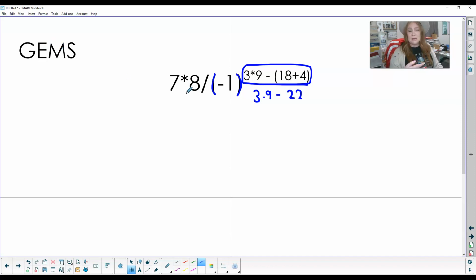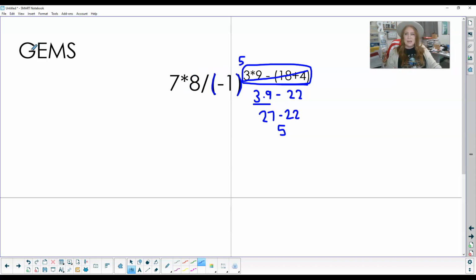So now we're multiplying or dividing. So yes, we have 3 times 9 is 27. Minus 22 is 5. So this exponent is actually just 5, right? That whole thing turned into 5. So we have 7 times 8 divided by -1 to the 5th.